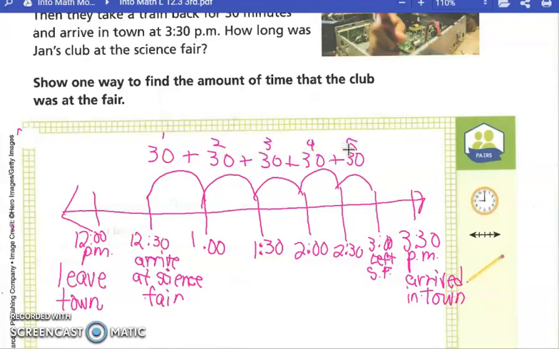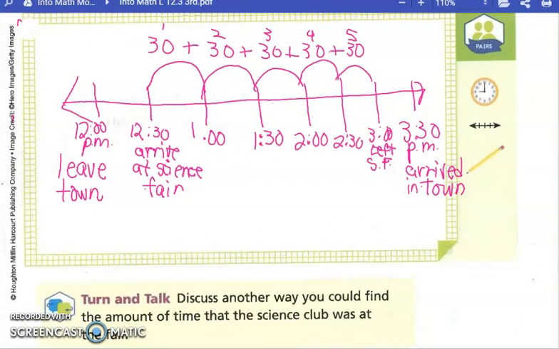So let's use what we know about multiplication. We can add, we can say 3 plus 3 is 6, plus 3 is 9, plus 3 is 12, plus 3 is 15. Or we can say 5 times 3 is what? 15. And then add back our 0. So it's 150 minutes. But how many hours is that?